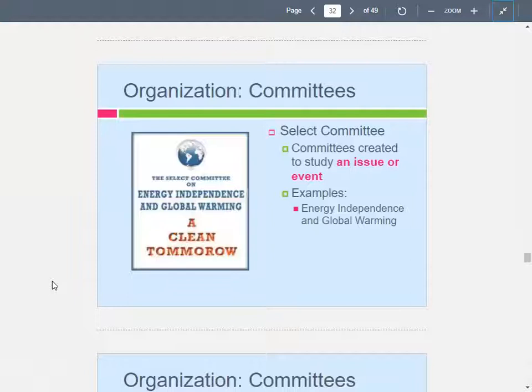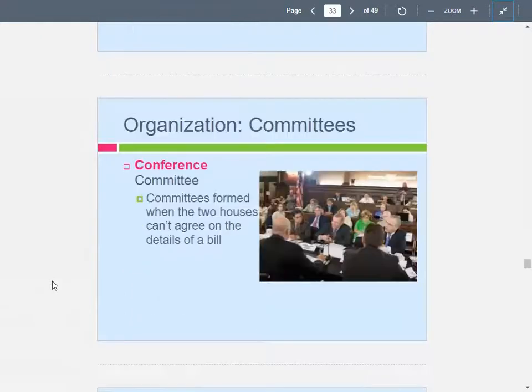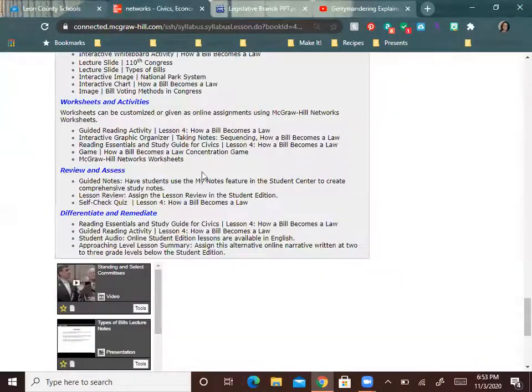You have select committees. These are committees created to study an issue or an event. An example of that is the Energy Independence and Global Warming Committee. Then you have conference committees. These committees are formed when two houses can't agree on the details of a bill. So they have to come together and have a discussion on what they can do.